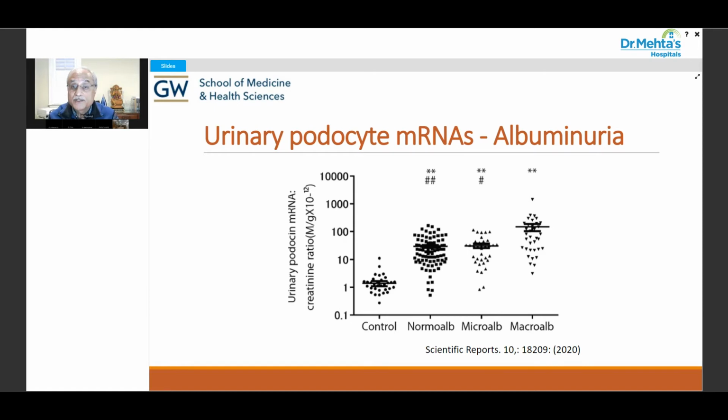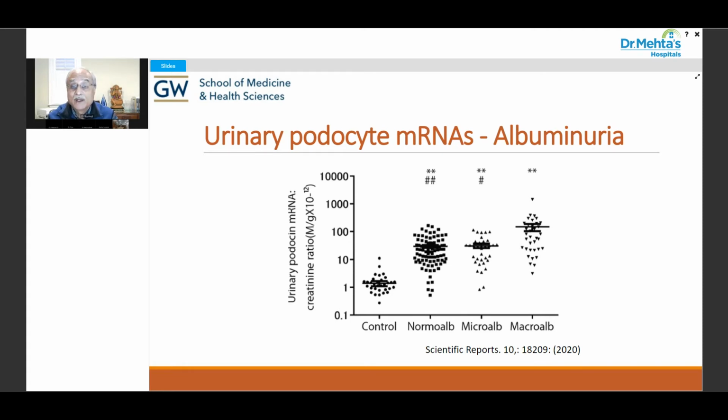These are control patients, and these are diabetic patients who have normal albumin excretion, those who have microalbuminuria, and those who have gross proteinuria. Even before patients develop microalbuminuria, the level of the urinary podocin messenger RNA really goes up and rises even further up when there's obviously macroalbuminuria. So these markers are actually going to be helpful, and hopefully we will have those available to us for clinical usage.